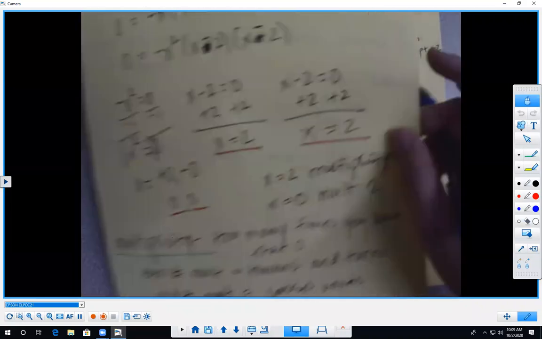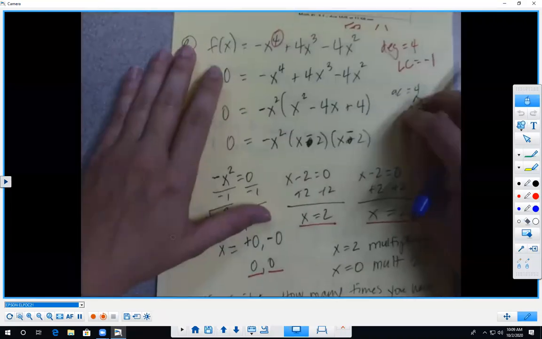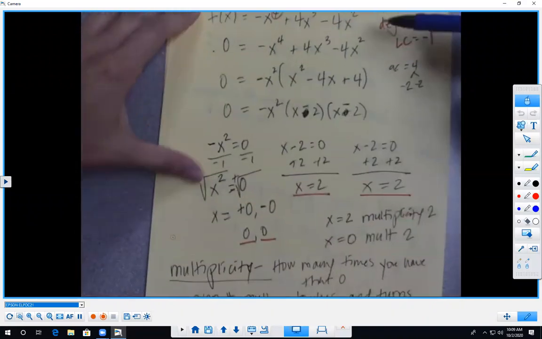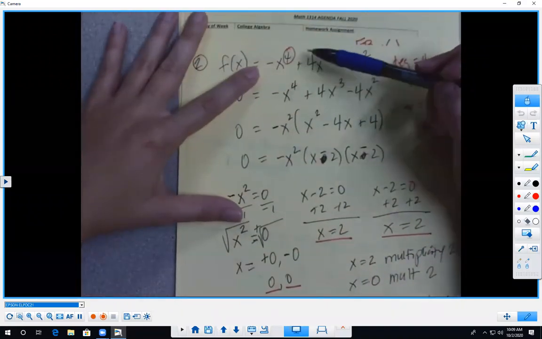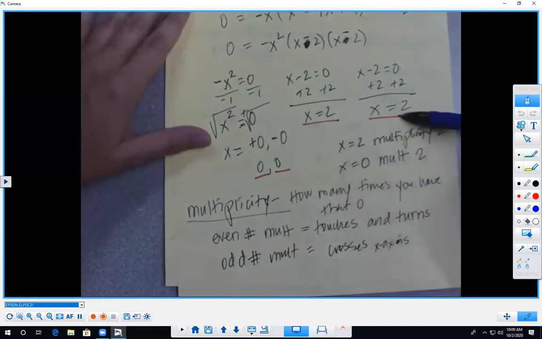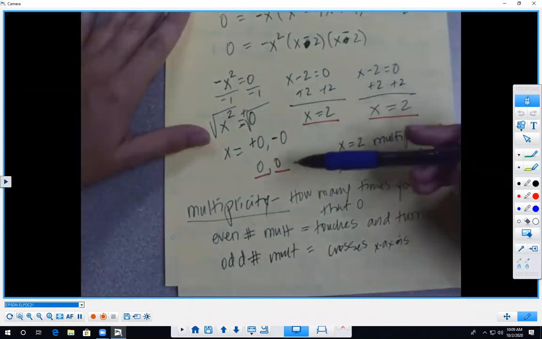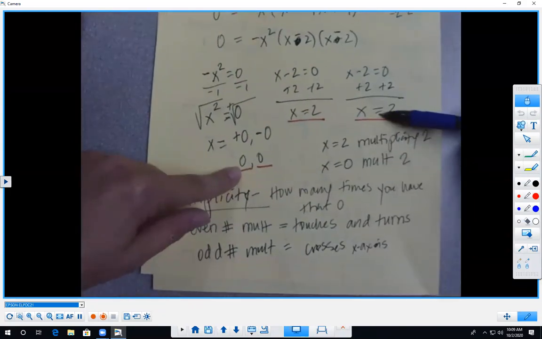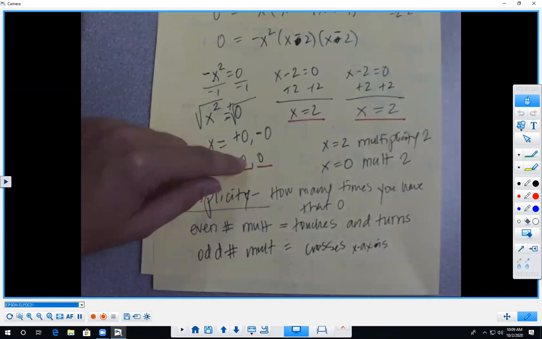So the last thing we talked about, and this is a super duper important concept, is multiplicity. So in this problem right here, there are 4 solutions. When we solve it, we only get 0 and 2 as solutions. The reason we only get 2 answers here is because 0 is the answer 2 times, and 2 is the answer 2 times. So the multiplicity tells you how many times something is an answer.